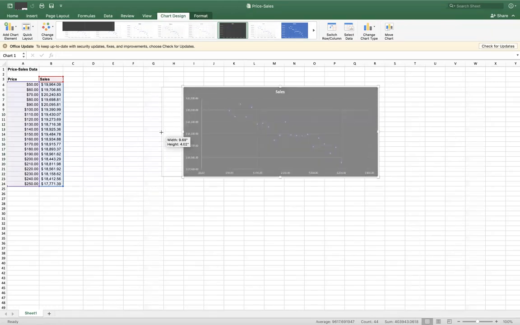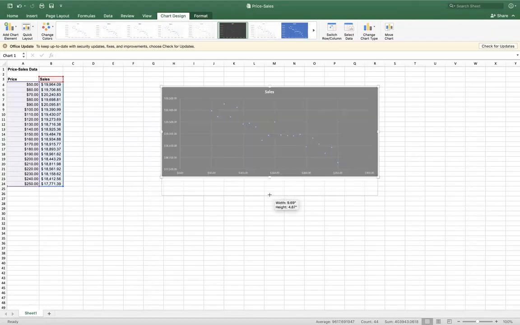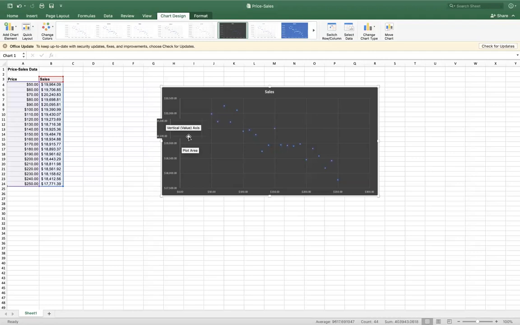Clearly you can see that there's a negative relationship between price and sales. We have price on our x-axis. As price increases, sales decreases, which actually makes sense. As things become more expensive, people buy less of it. So as price increases, sales generally decreases.